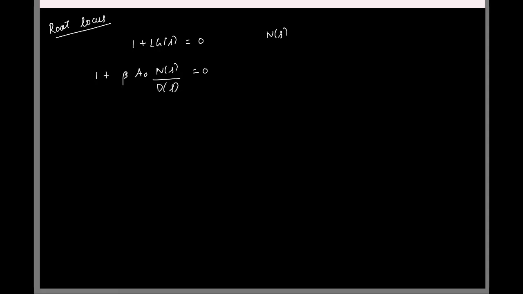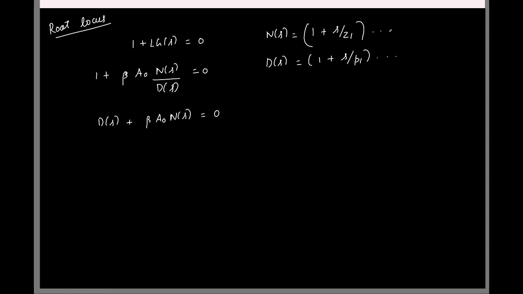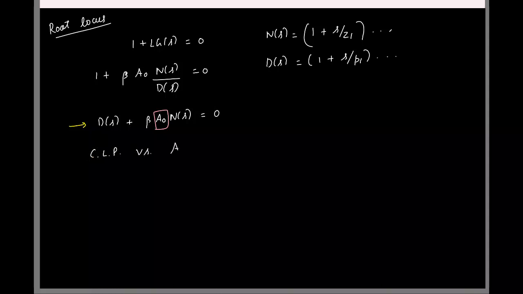N(s) I can write as 1 plus s by z1 and so on, containing all the zeros. The denominator is a polynomial containing all the poles. So if I simplify it, I get D(s) plus beta A naught N(s) equals 0. So the root locus will tell where the roots of this equation lie as you change, say, this A naught. So it's basically closed loop poles versus A naught.